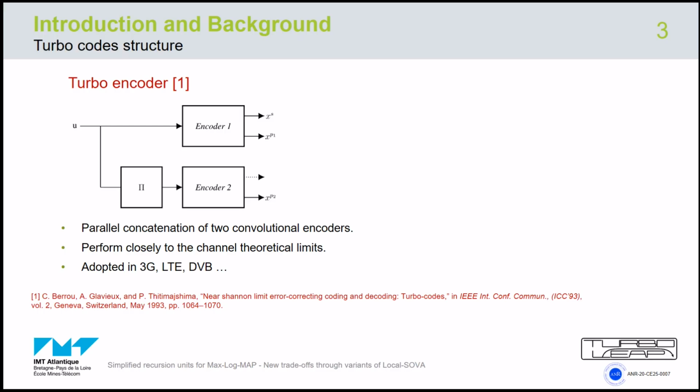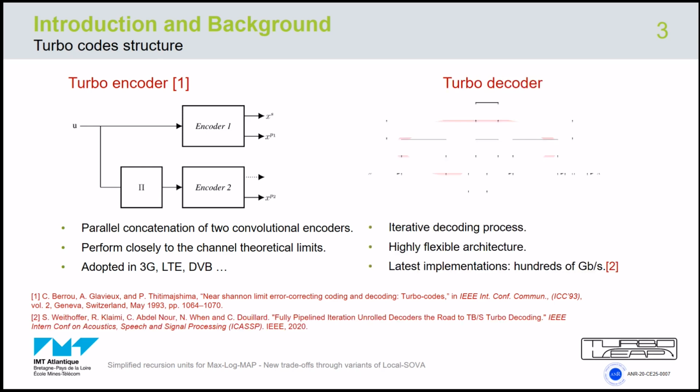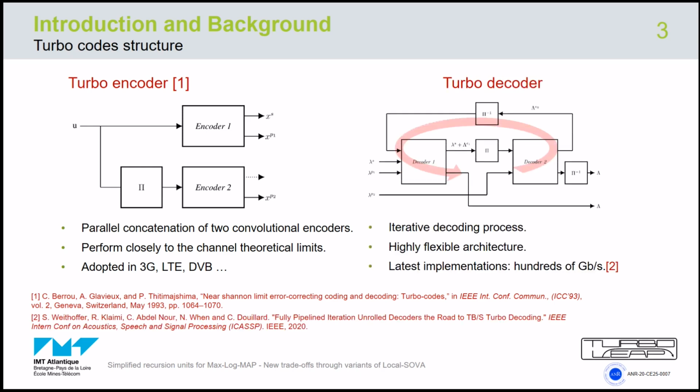As seen in this figure, turbo codes are defined by the parallel concatenation of two convolutional encoders separated by a permutation function. They are shown to perform close to the channel capacity limits defined by Shannon and were adopted in many standards such as the third and fourth generations of mobile communications, in addition to some of the digital video broadcasting standards. These codes are decoded iteratively by the well-known Maxlog map algorithm.